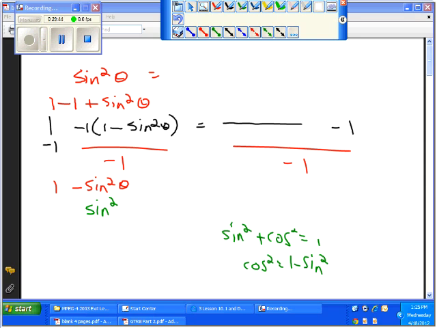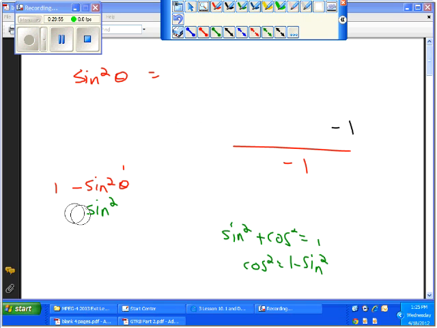You see? It doesn't matter what's over there. I just wanted to make that side look like I wanted it to look. Okay? Let's talk about that again. Here's where we started. We started with sine square theta equal.